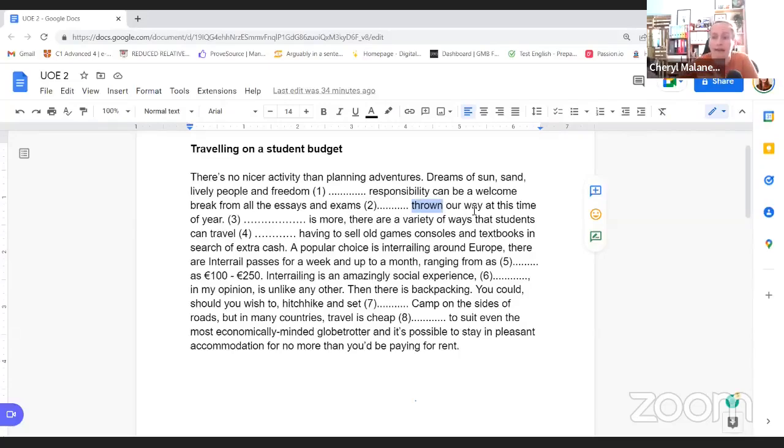Being thrown our way by the teachers. Now, why is it ing here? This is the long way to write it. Exams which are being thrown our way. Yeah. So this is a relative clause. But if a relative clause is in the continuous form with the verb to be in the continuous, you can reduce it and write it with one word, ing. Yeah. So this is a form of reduced relative clause. Okay.